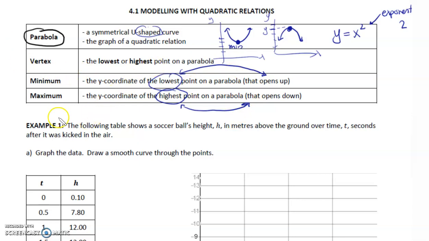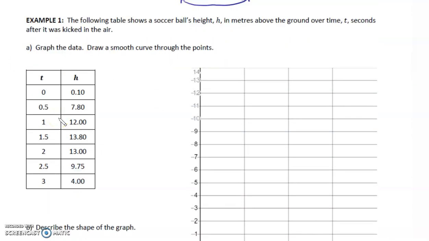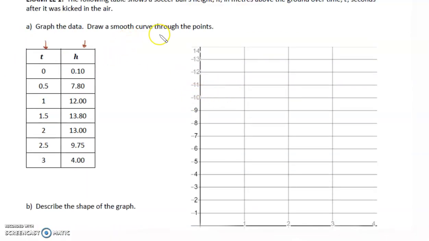So let's start on the examples. Example 1, the following table shows a soccer ball's height h. This is height in meters above the ground over t seconds. So this is time after it was kicked in the air. Graph the data, draw a smooth curve through the points. So this time we're going to transition to scatter plots.